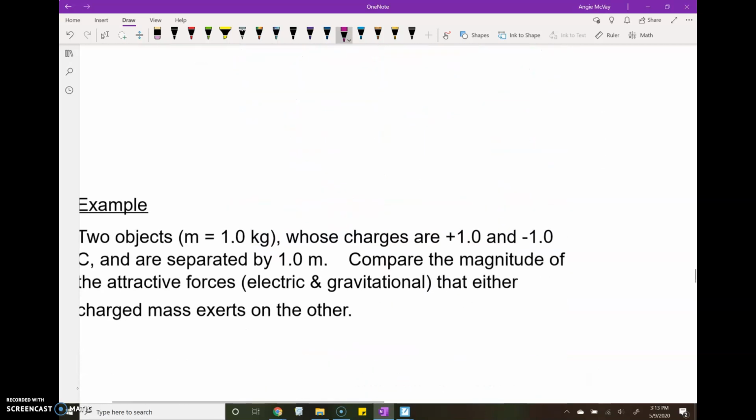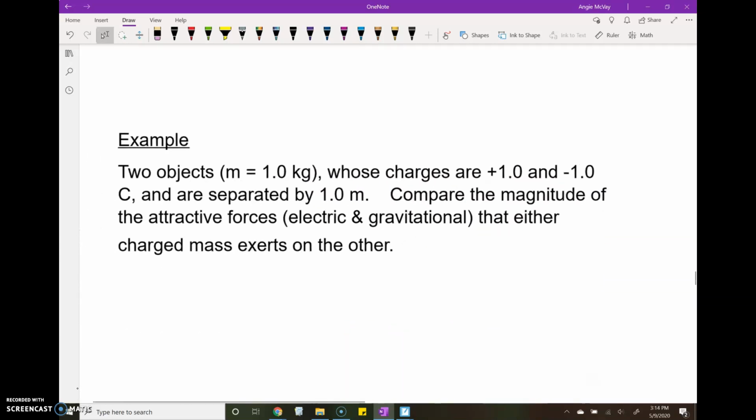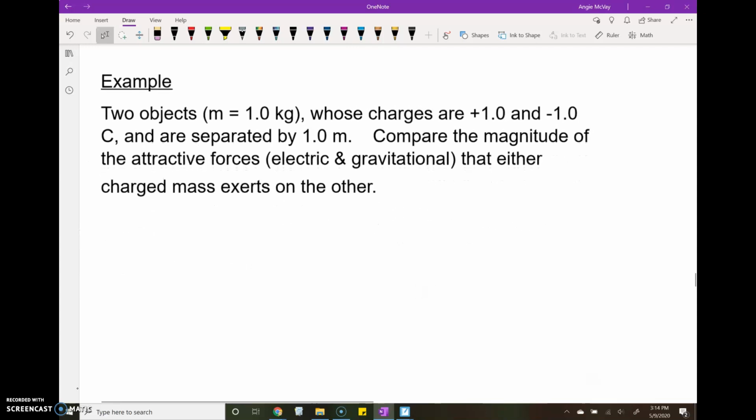All right, I do want to do an example just to show you how much more significant forces between charges are compared to forces between masses. So let's say we've got two objects that are 1 kilogram, the standard SI unit of mass, and each of them also has an electric charge of 1 coulomb each. One object is positive and one is negative, and they're separated by 1 meter.